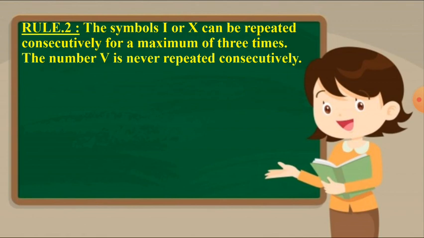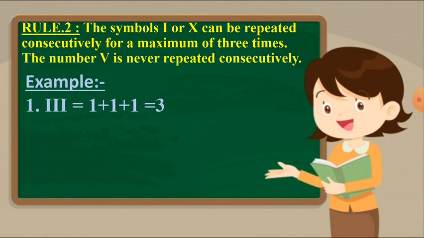The next rule is the symbols I or X can be repeated consecutively for a maximum of 3 times. The symbol V is never repeated consecutively. Means students, the symbols I and X you can write a maximum of 3 times, continuously. Which symbols? I and X you can write 3 times. But the symbol V you cannot repeat. Means you can write it only one time. Let's see this in the rule.